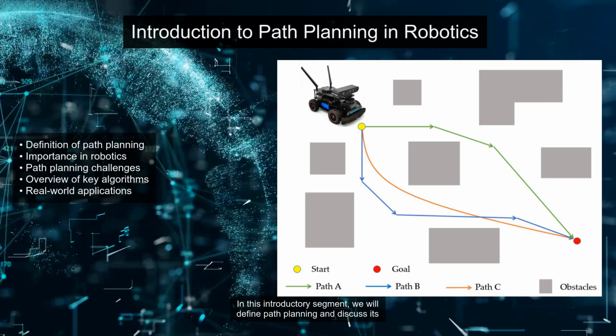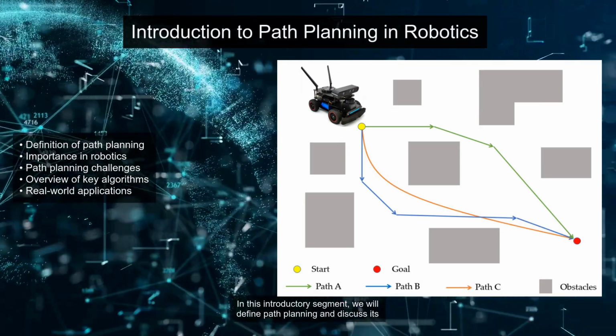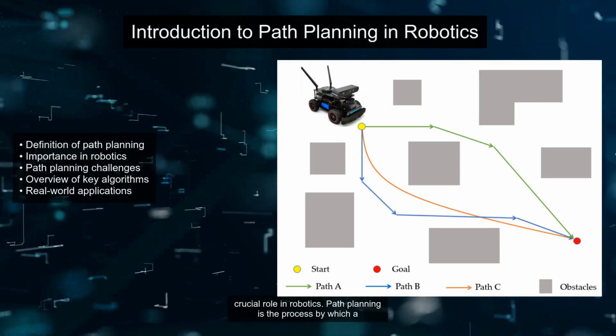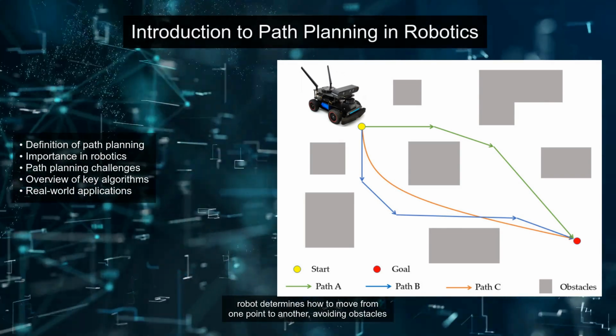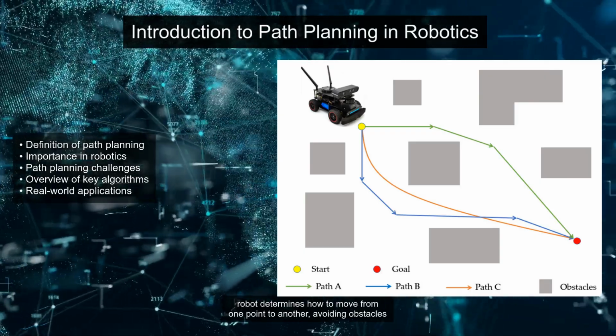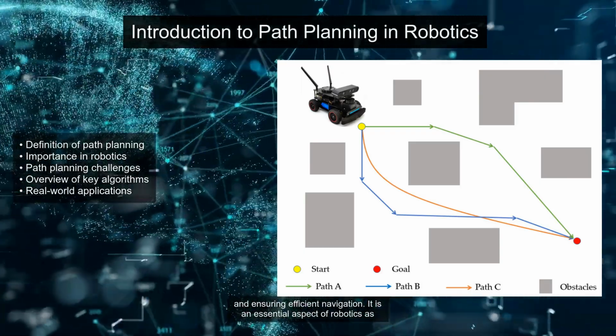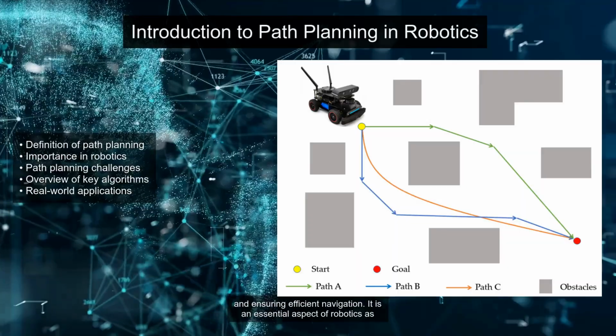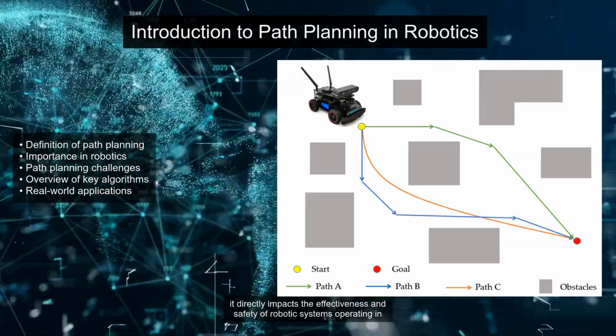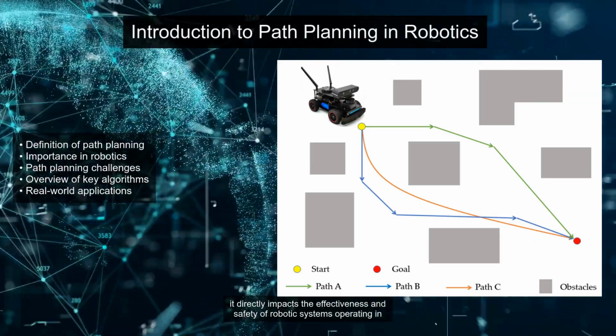In this introductory segment, we will define path planning and discuss its crucial role in robotics. Path planning is the process by which a robot determines how to move from one point to another, avoiding obstacles and ensuring efficient navigation. It is an essential aspect of robotics as it directly impacts the effectiveness and safety of robotic systems operating in dynamic environments.